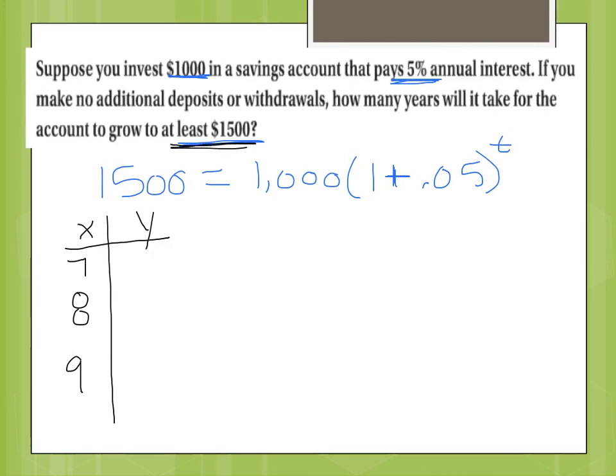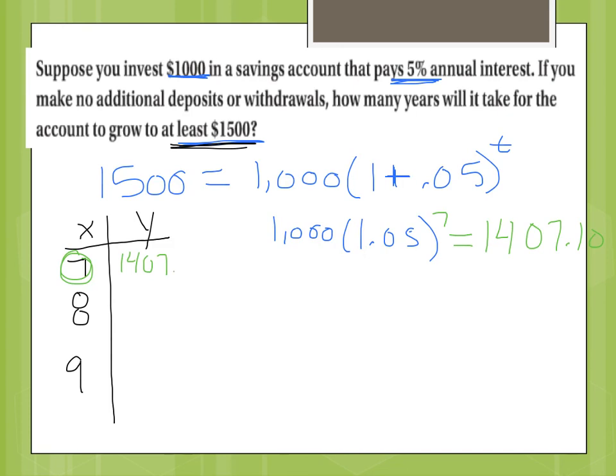So if I guess and check, I want to put 7 into my equation. I'm going to start with 1,000 times 1.05 raised to the 7th, because that's where my input is. I want to see, what do I get out? I get 1,407.10. Well, that is not at least 15,000. So I'm going to have to check my 8 now.